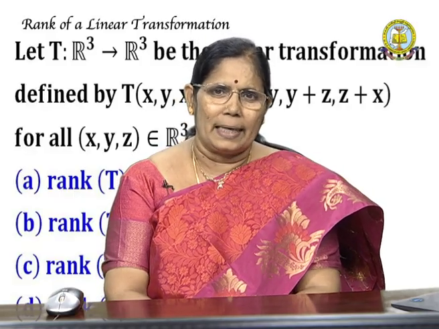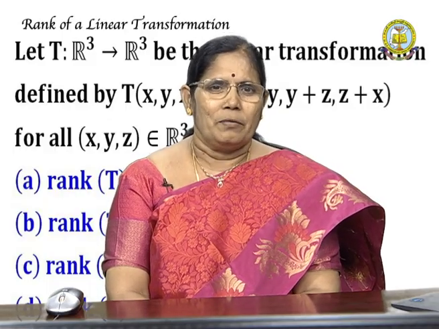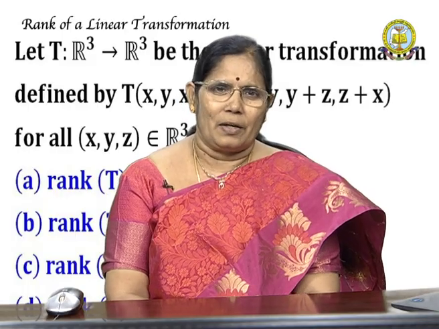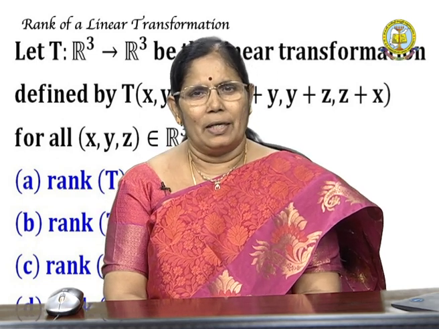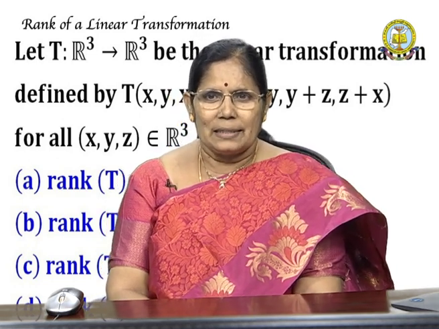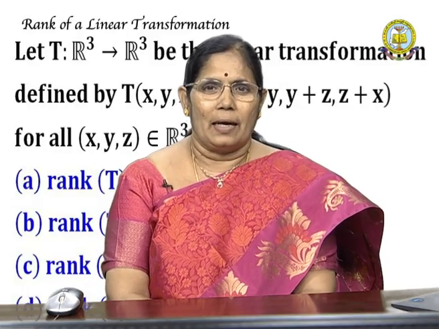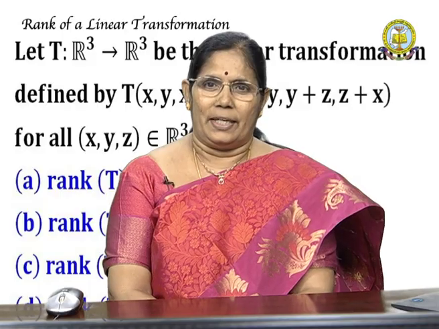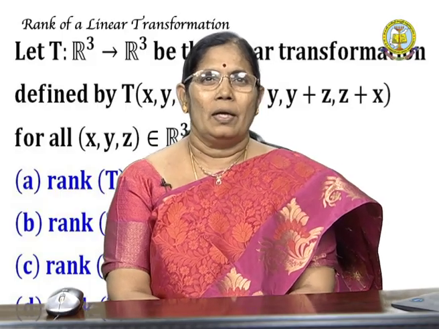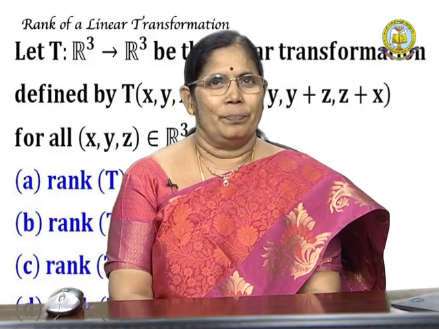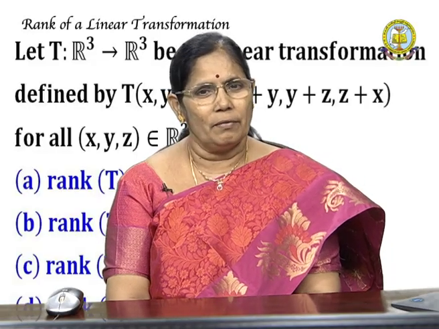Null space is denoted by N of T, which contains elements of the form alpha belongs to U such that T of alpha equals 0. That is the set of all those elements alpha belonging to U that are mapped onto the 0 vector of V. I told you, whenever you write T of 0 equals 0, the 0 on the left side is the 0 vector of U and the right hand side is the 0 vector of V.